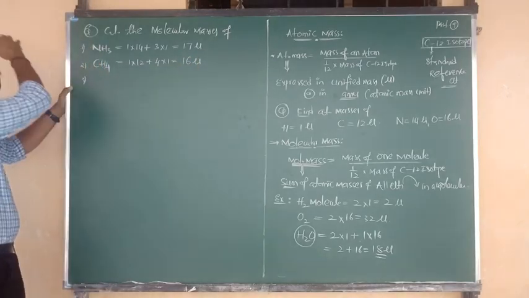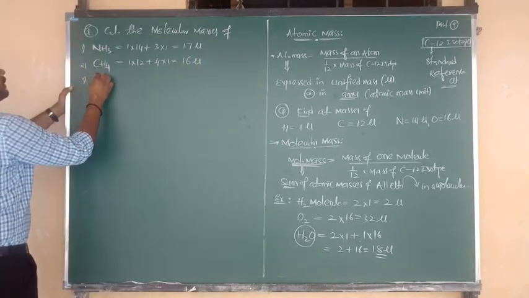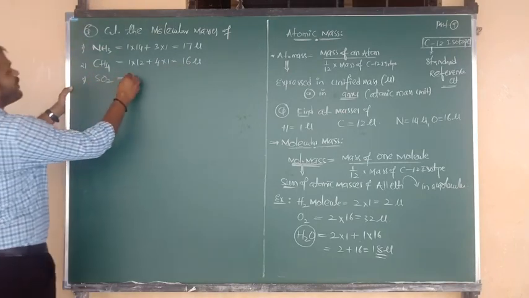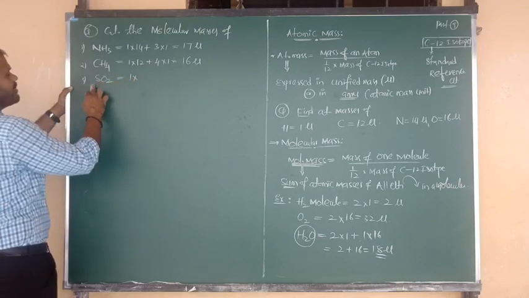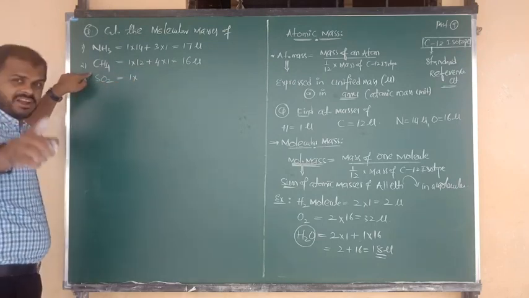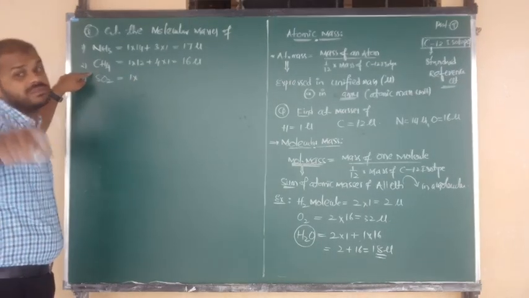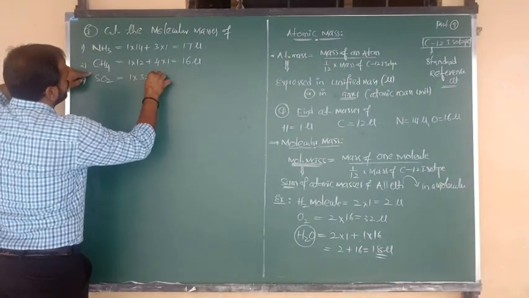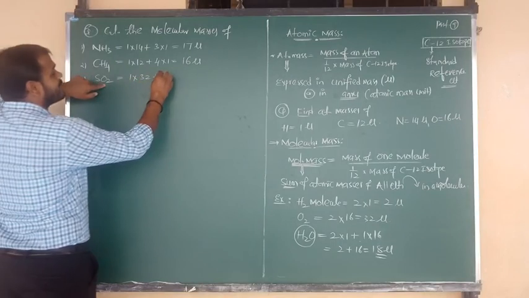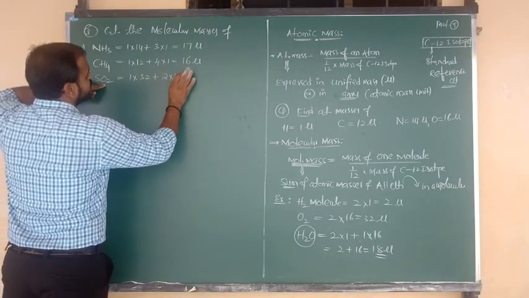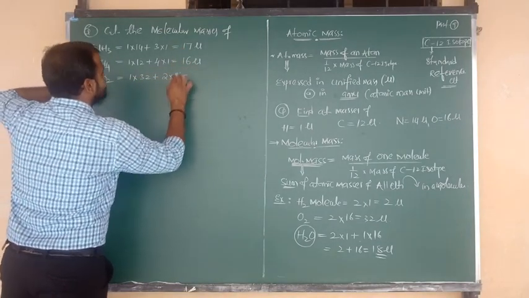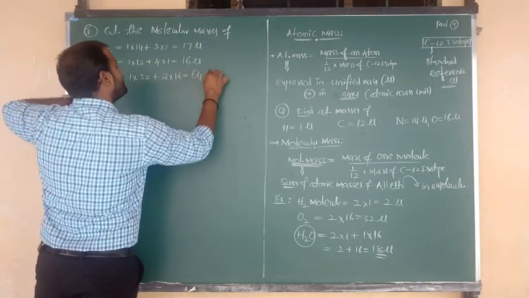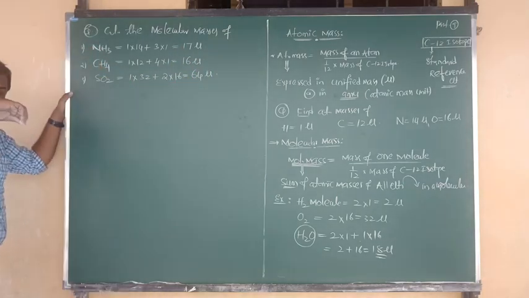Next one I am going to write is SO2. Which molecule? SO2. So sulfur, 1 atom is there, but sulfur atomic number is 16, mass value is 32. I have given it in the list of first 30 elements. So 1 into 32 plus 2 oxygens are there. So 2 into 16 unified mass each. 32 plus 32, we can write 64 unified mass.